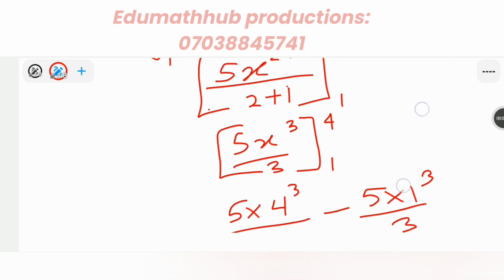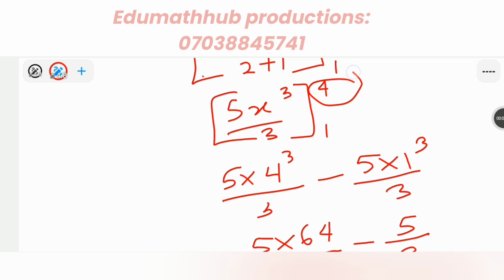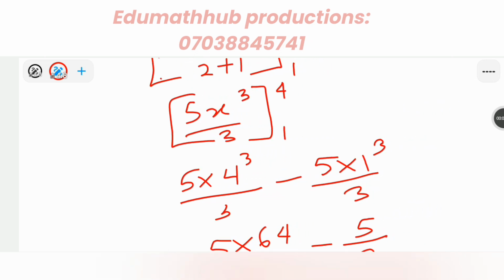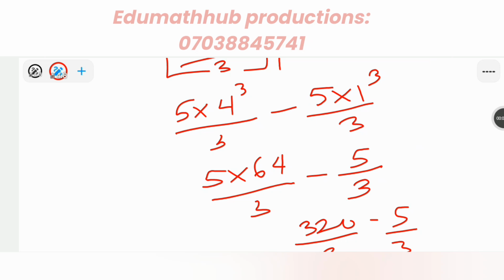Okay, the next step, you plug in your upper limit, which is 4. So anywhere you see x, put in 4. So that will be 5 times 4 to the power 3 divided by 3, minus, then you plug in 1. Anywhere you see x, put in 1. 5 times 1 to the power 3 over 3. So 4 to the power 3 is the same thing as 64.